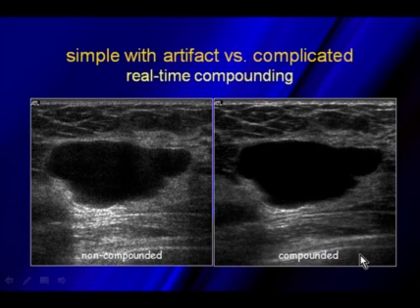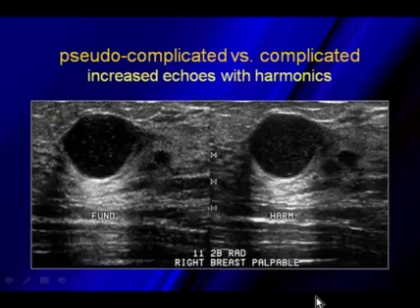But the other thing to note, the enhanced through transmission that we see so well on the image on the left, you don't see quite as well with the image on the right, and that is something that we are aware of when we use compound imaging.